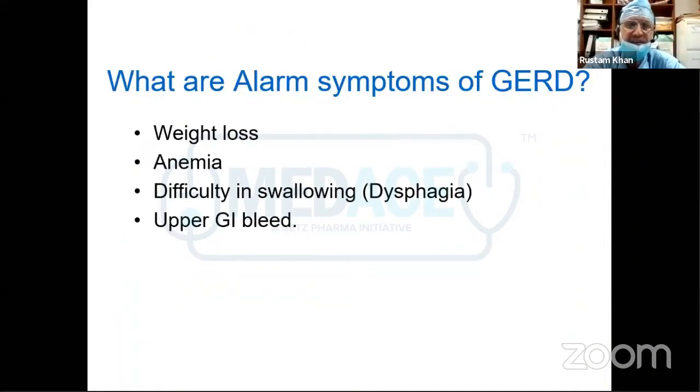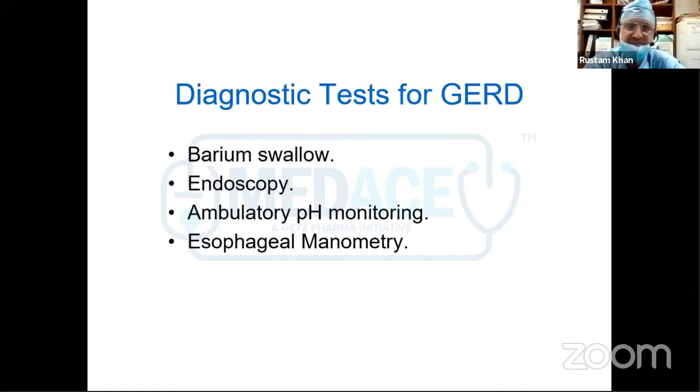What are the alarm symptoms associated with GERD? When someone has weight loss, anemia, difficulty in swallowing, or upper GI bleed, these are the alarm symptoms along with GERD.